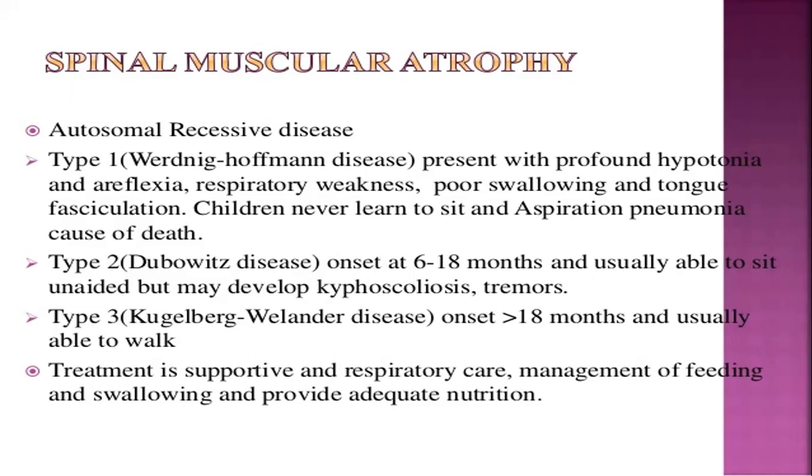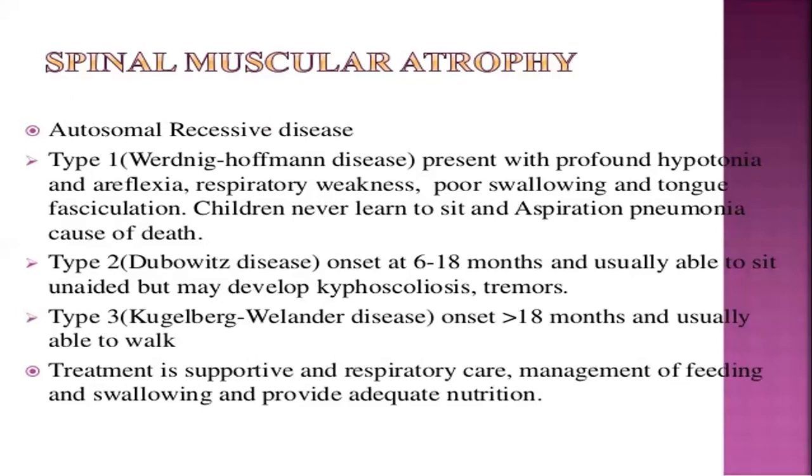Type 2, also called Dubowitz disease, has onset at 6 to 18 months. So type 1 is more serious and type 2 is a disease starting a bit later, and these children are usually able to sit unaided.